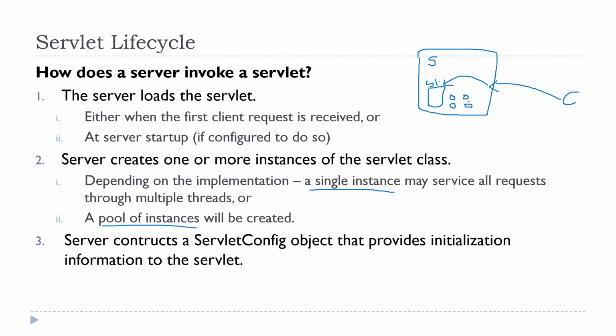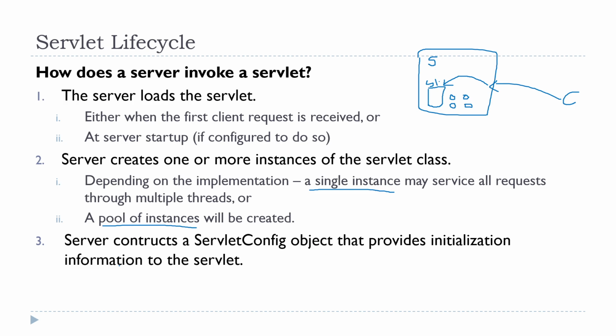All these instances are nothing but objects of this servlet class. We have a servlet class called s1.java and these are just objects of s1. So the server has created a pool of instances, or it might be a single instance if the implementation is a singleton implementation.